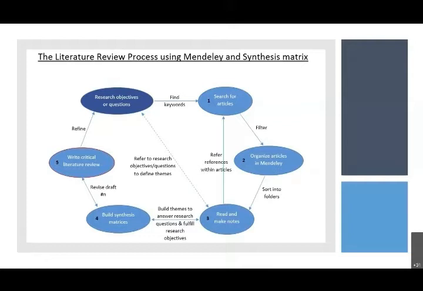Then by reading and making notes, you build themes to answer your research question. These are the articles that can answer my research question, supporting materials. Then you go for building synthesis matrices. I think the professor asked you to do synthesis matrices, am I right? Like a table.